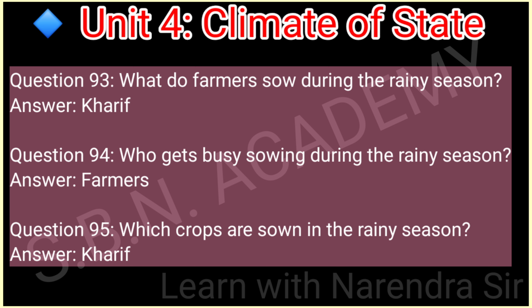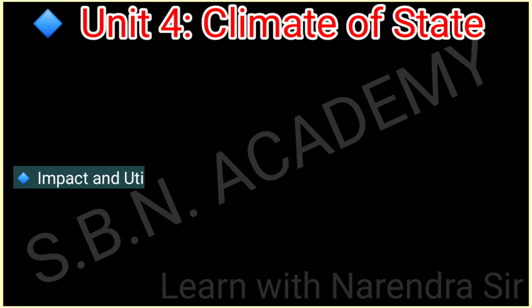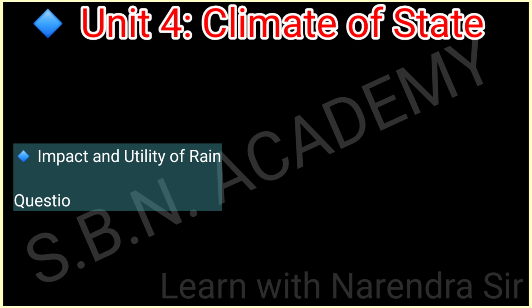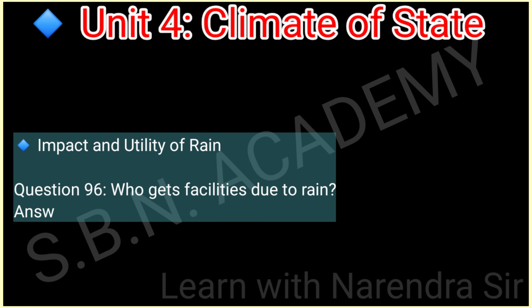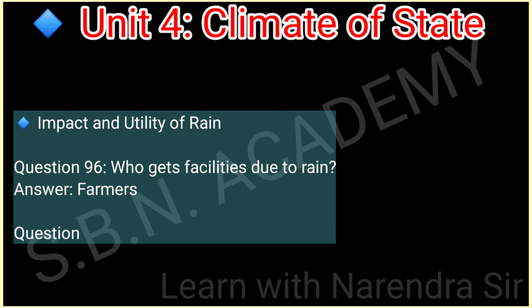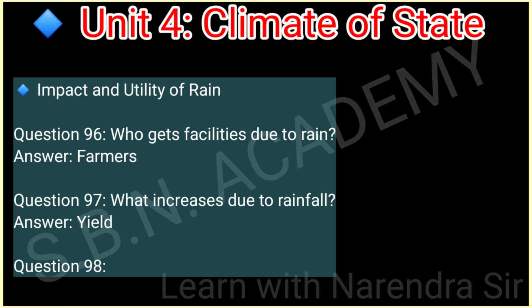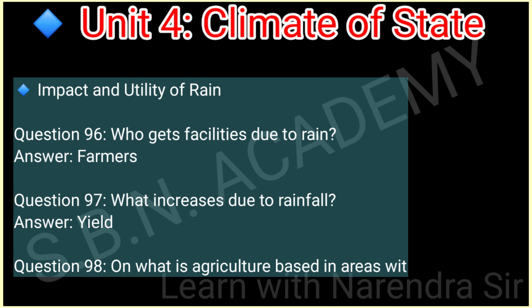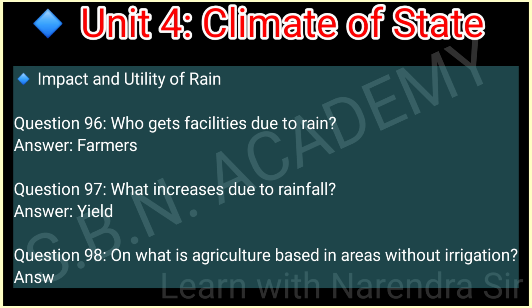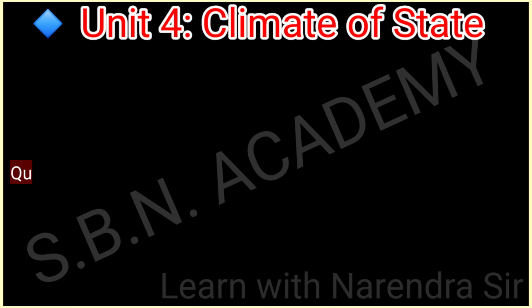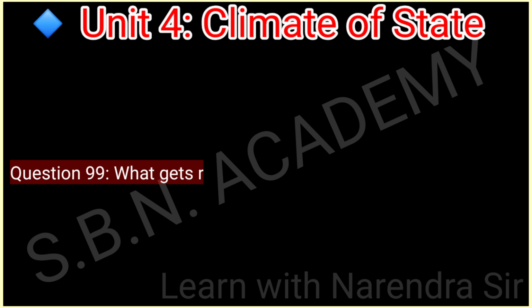Answer, kharif. Impact and utility of rain. Question 96. Who gets facilities due to rain? Answer, farmers. Question 97. What increases due to rainfall? Answer, yield. Question 98. On what is agriculture based in areas without irrigation? Answer, rain. Question 99. What gets relief due to rainfall?